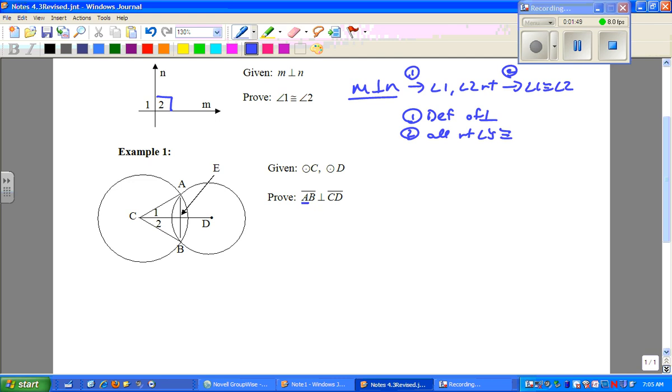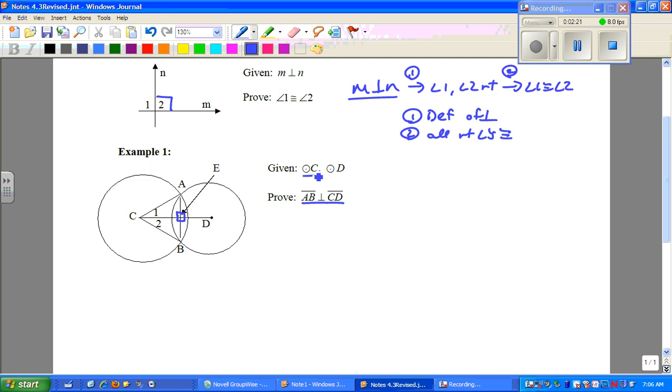Our goal is to get that AB is perpendicular to CD, obviously ending with this new theorem here. If we can get these angles right here, any of these angles, congruent, then we know that they will be perpendicular, because if we can make them right angles, then we cause two lines to be perpendicular.